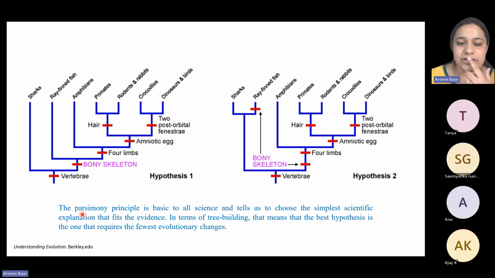So I have mentioned over here that the parsimony principle is basic to all sciences, and it basically tells us to choose the simplest scientific explanation that fits the evidence. In terms of tree building, that means that the best hypothesis is the one that requires the fewest evolutionary changes. Right? It might not be true. Maybe evidence comes up that this is actually what is happening.